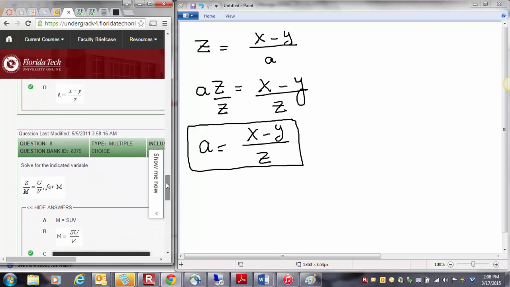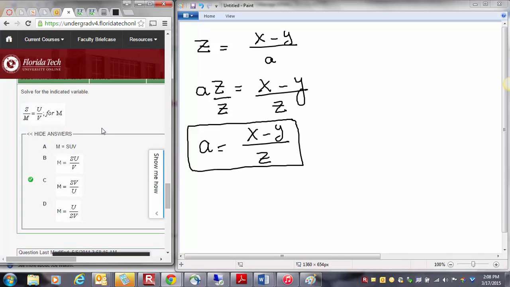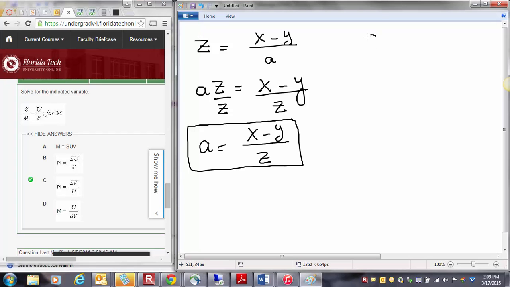Alright, let's do the next one, number 8. Solve for m. You can write it here. So we have s over m equals u over v, and we're going to solve for m. Remember what we said about cross multiply? Let's cross multiply, see what happens.